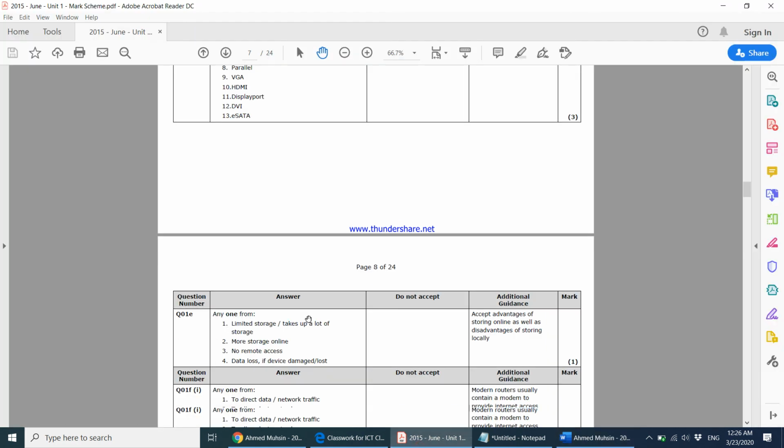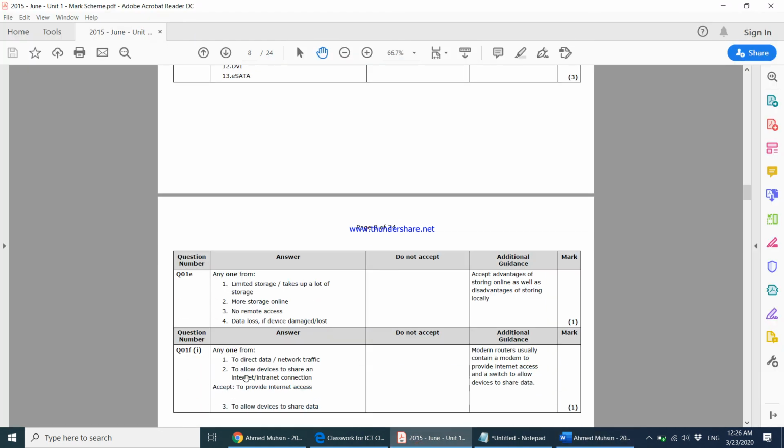Let me just show you something else. It says detect data on network traffic, that is one. To allow devices to share an internet or intranet connection. We spoke about this, allowing internet access. To allow devices to share data. So these are some of the answers the examiner will be accepting.